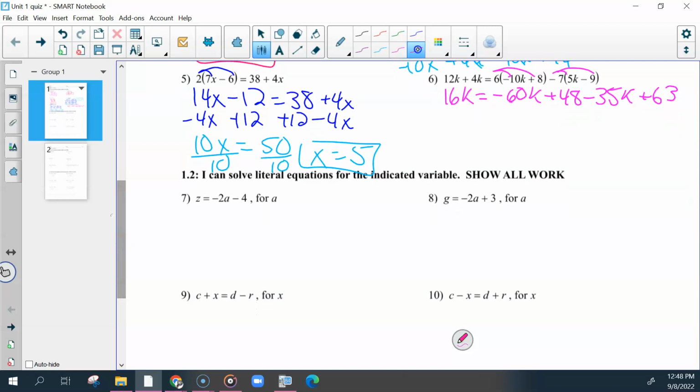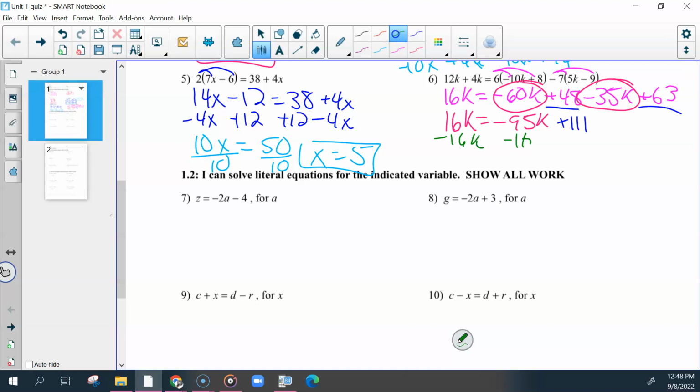Combine your like terms. On the same side, not on opposite side, that would be you adding or subtracting to move it over. -60 minus 35 would give us a -95. And then 48 plus 63 would give us 111. A next, I'll say good step would be to move 95k over. Some of you did the opposite and moved 16k over, which is not an incorrect step.